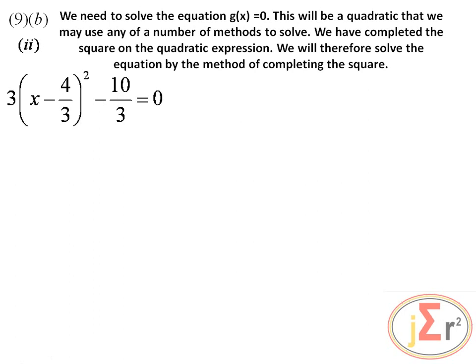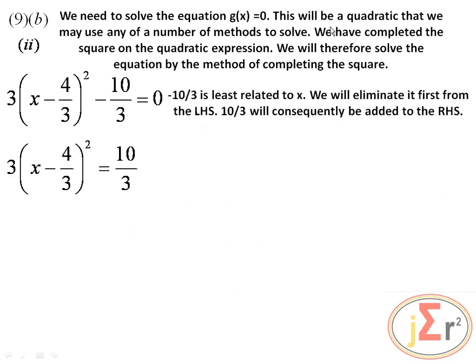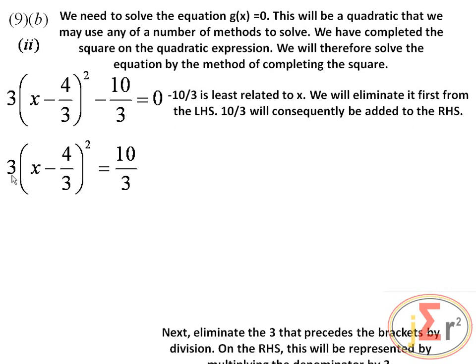By so doing, negative 10 over 3 will be eliminated on the left hand side, and on the right hand side we will have positive 10 over 3. Then what do we eliminate next? We will eliminate this 3. But what is the rule that governs the one that we eliminate first? The rule is eliminate the one that is least related to the proposed subject. And in this particular case, this 3 is the one that is least related.